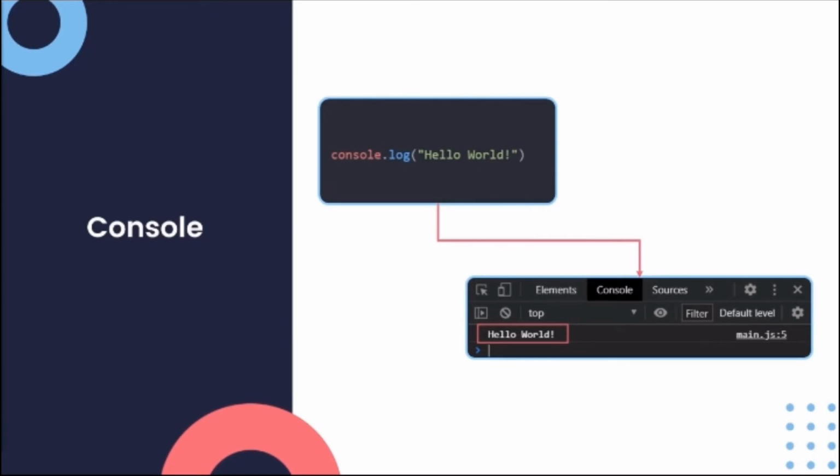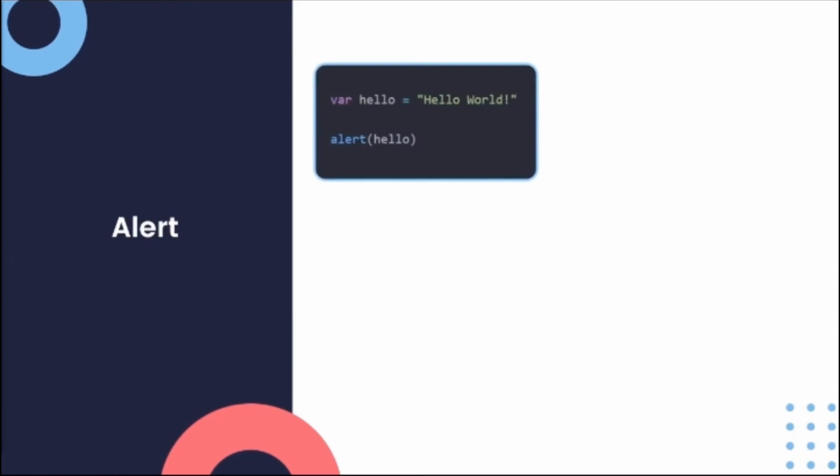Okay, and I'll show you how to get to the console log again when we do our practical. Now we also have the alert function that's also built into JavaScript that we can use to display data. And here's an example of the code snippet.